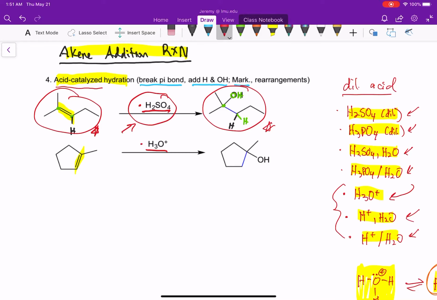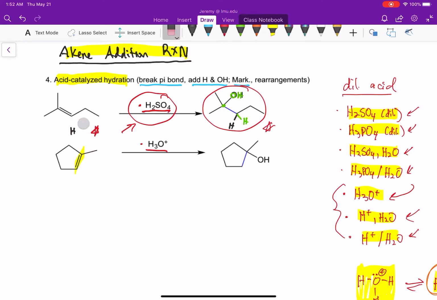The second thing we have to know is the mechanism. Sometimes I'll ask you to draw out the mechanism of the reaction. We have to understand how that works. So I want to do that now. I want to show you the mechanism of how we do it, and it's going to be very similar to our HX addition mechanism.